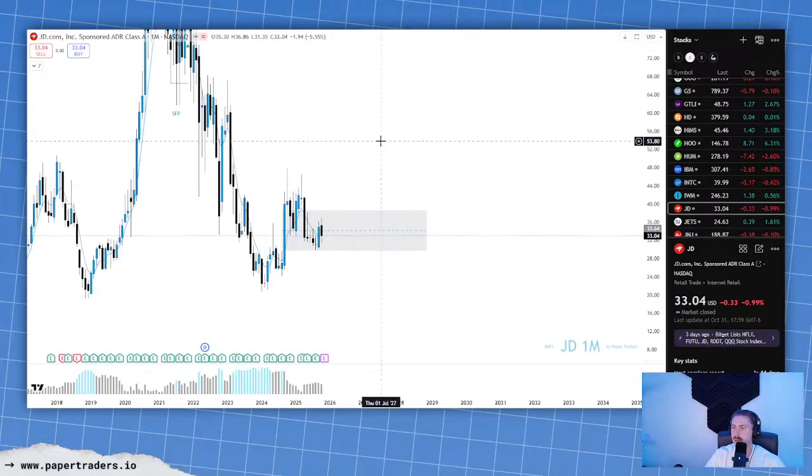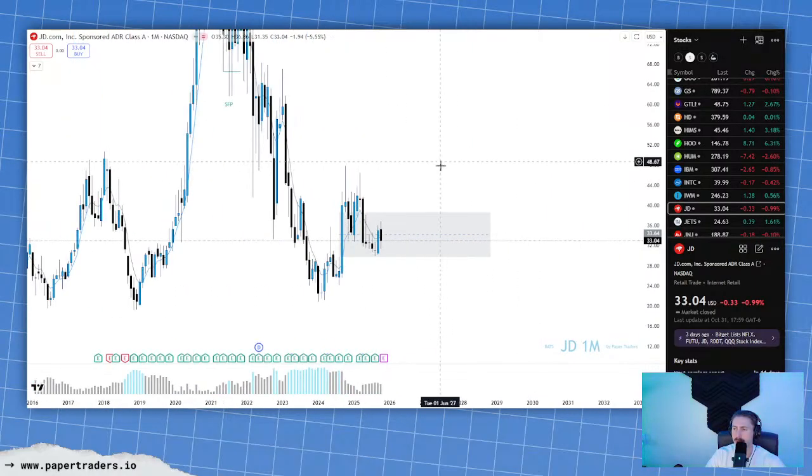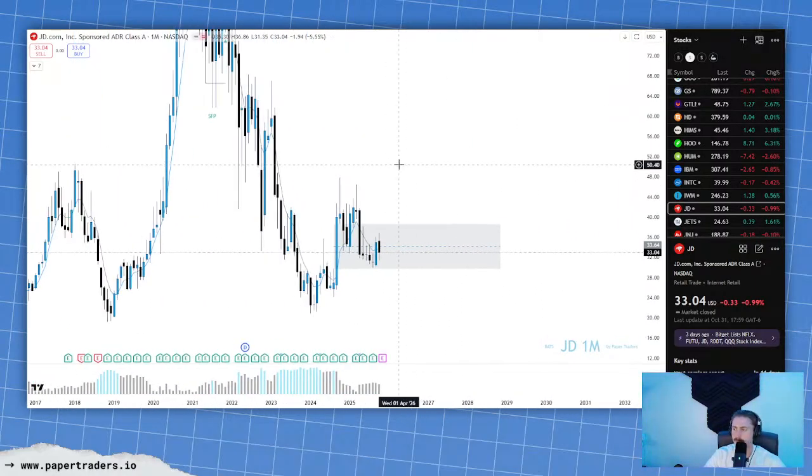JD. Still holding the monthly fair value gap, but we're just consolidating in here, so nothing.